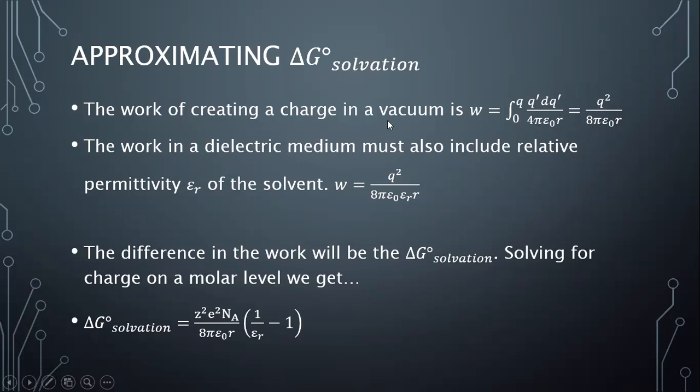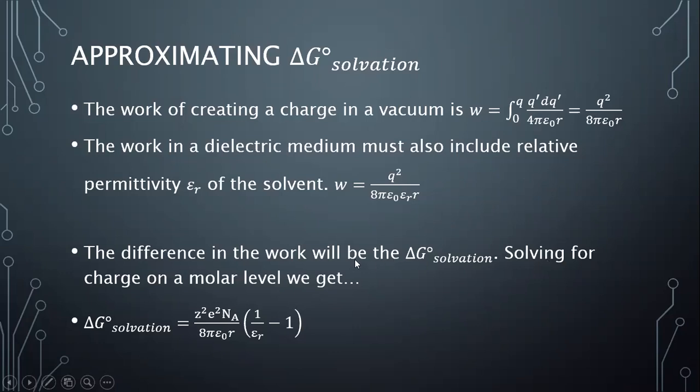Now, the work in a dielectric medium must also include the relative permittivity of the solvent. So you get the same thing, except now you have a new constant that is solvent dependent, epsilon R. So this difference in work will be the delta G of solvation. Essentially 1 minus 1 over epsilon R.